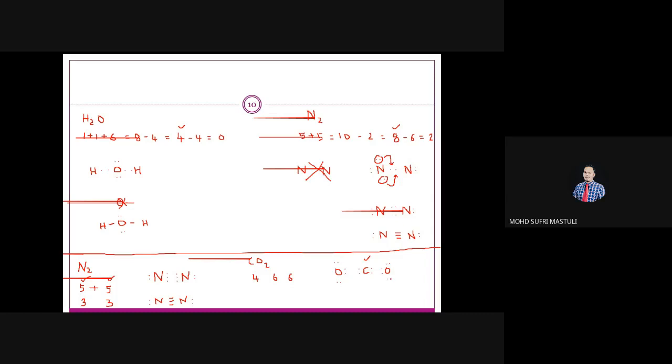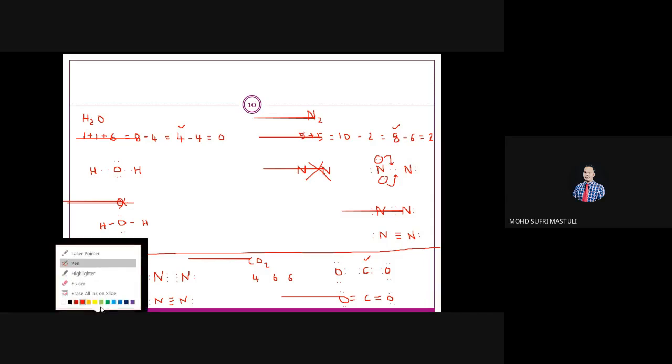2, 4, 6. So this CO2 is a C double bond O and C double bond O, with 2 lone pairs and with another 2 lone pairs. Okay.